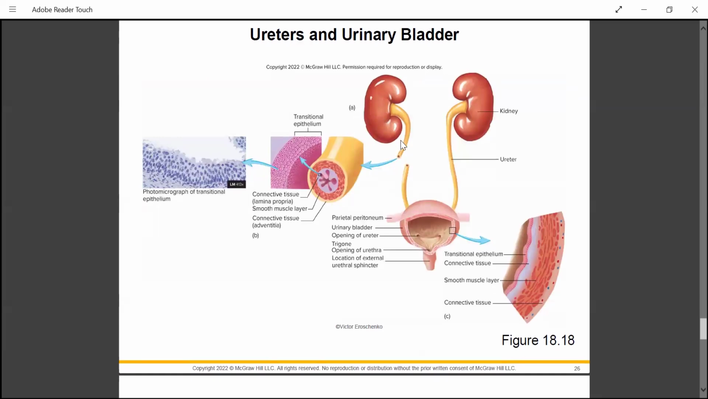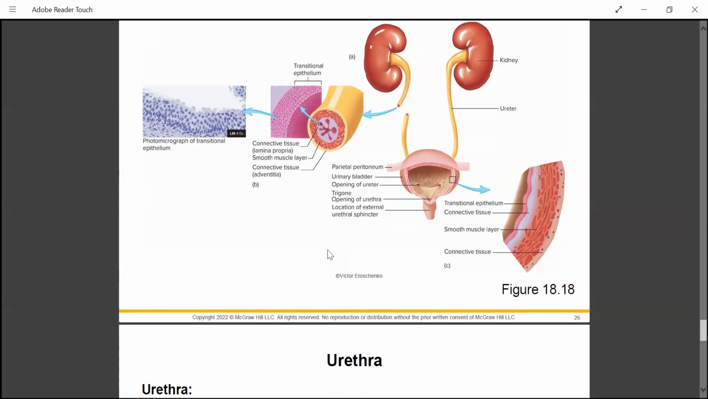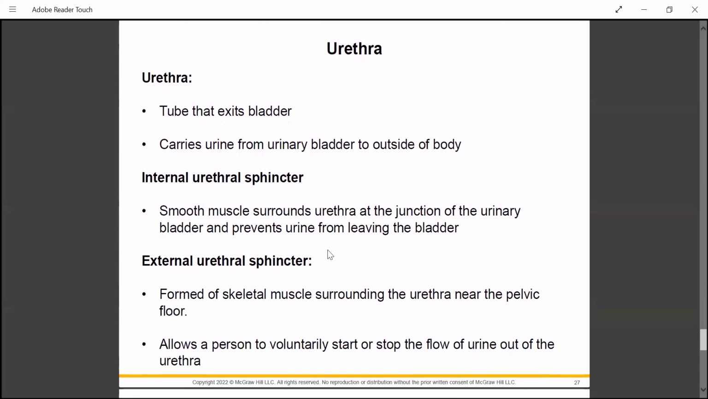So kidneys down into ureters. The ureters are made of this kind of connective tissue and smooth muscle layer known as transitional epithelium. So we have this connective tissue on the outside, smooth muscle on the inside. The urethra is going to carry our urine from bladder to external environment. That's really its only job.